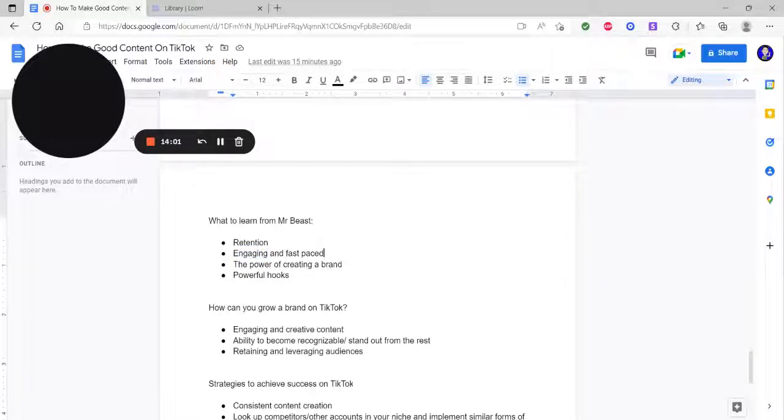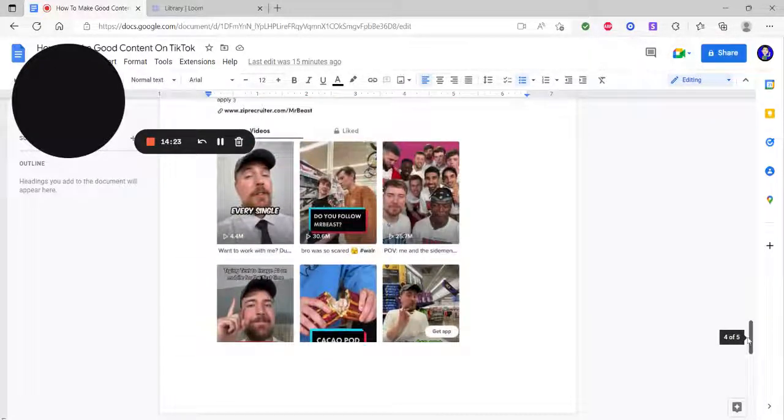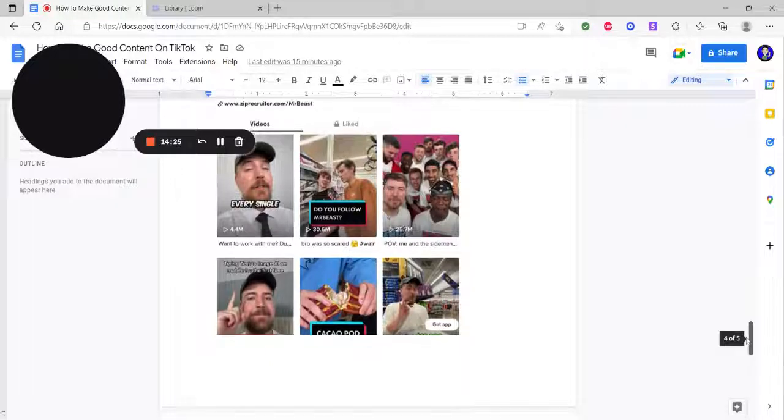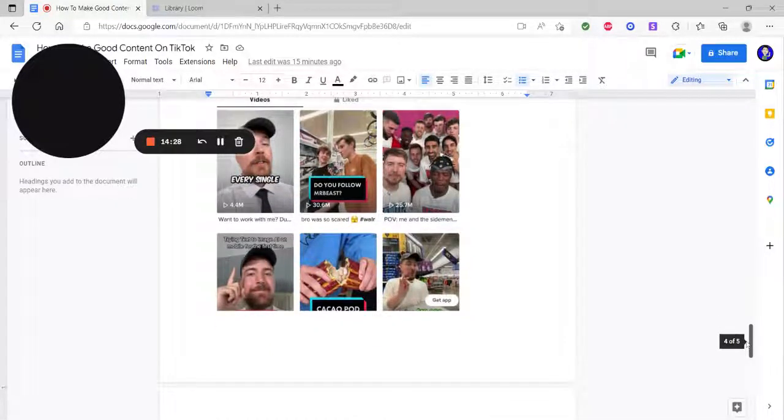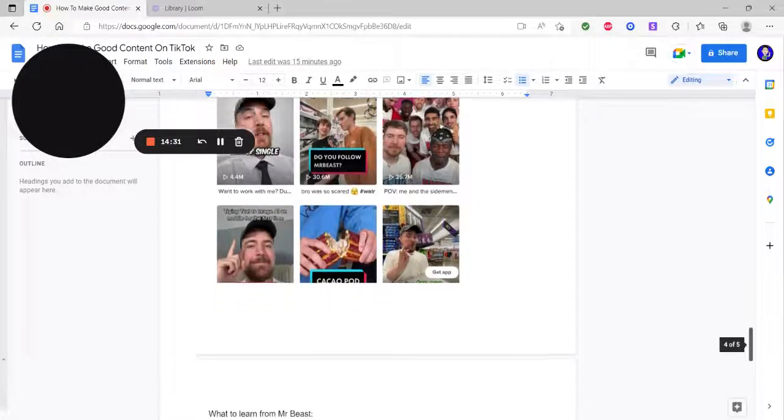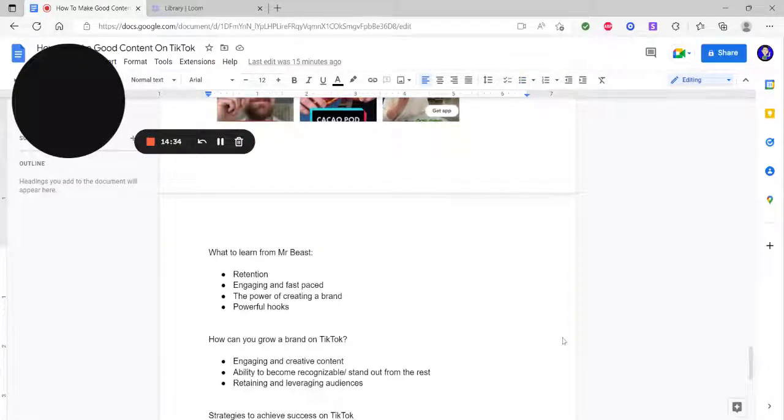And if you're able to make engaging and fast paced content, because again, that's what TikTok is. It's short form content. You want to keep it as engaging, fast paced and concise as possible, right? So as long as you can do that, you're in a good spot. And of course, the power of creating a brand. Mr. Beast is a perfect personal brand. Mr. Beast was able to make such great content. Obviously he built most of his following on YouTube, but his ability to create content and be very engaging and thoughtful while also being concise and fast paced, that makes a great content creator.